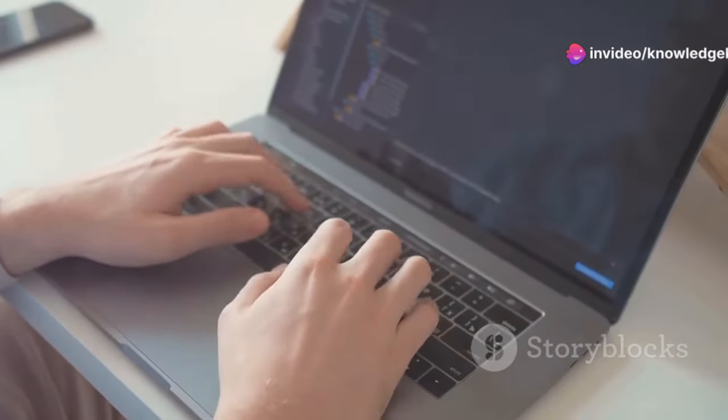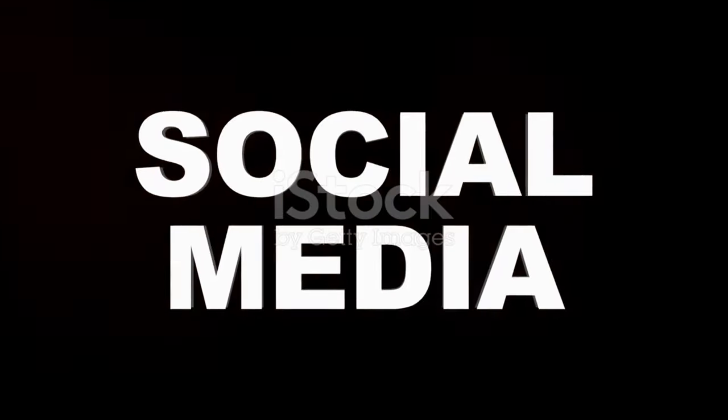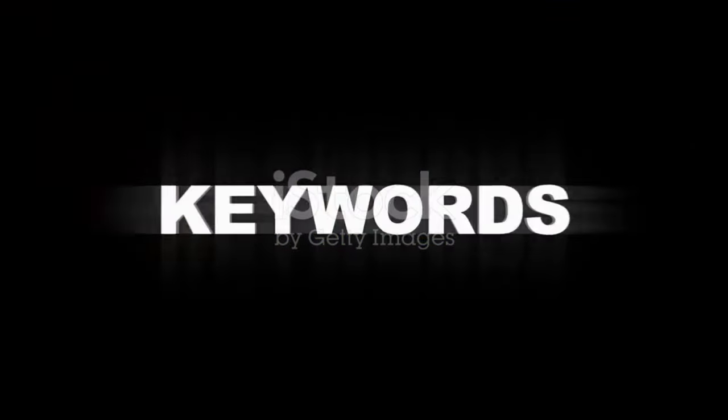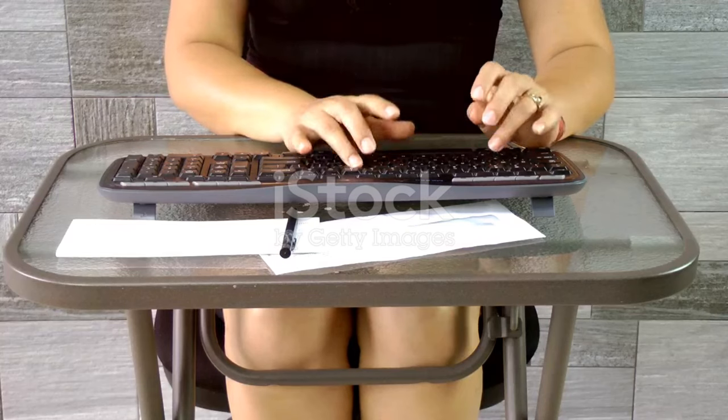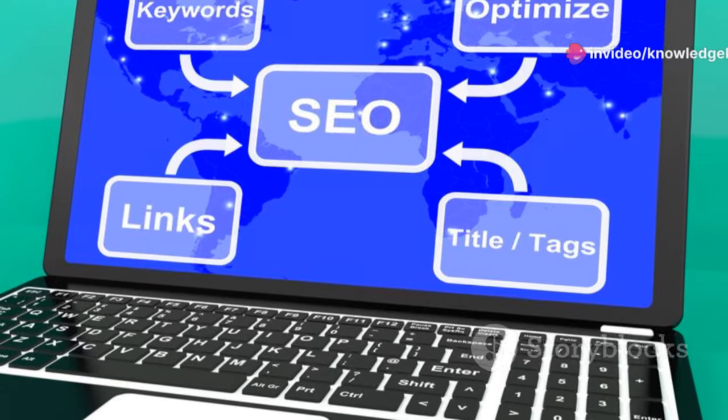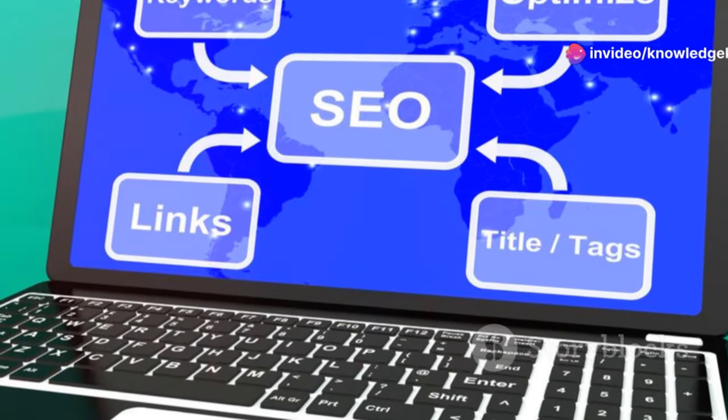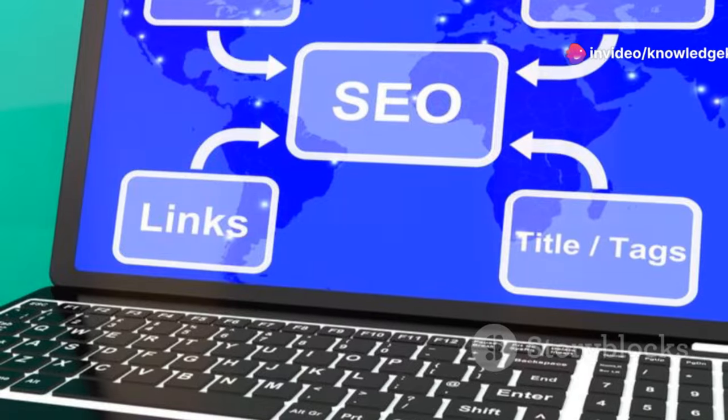The foundation of YouTube SEO is keywords. Keywords help YouTube understand your video's content. Start by researching relevant keywords for your niche. Use tools like Google Keyword Planner or YouTube's own search bar to find popular terms.